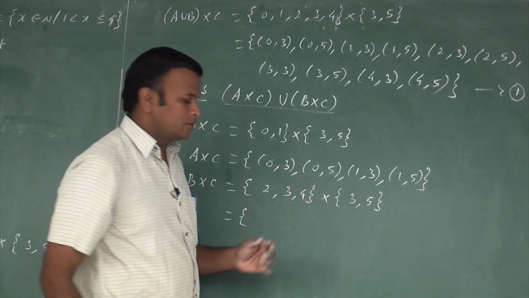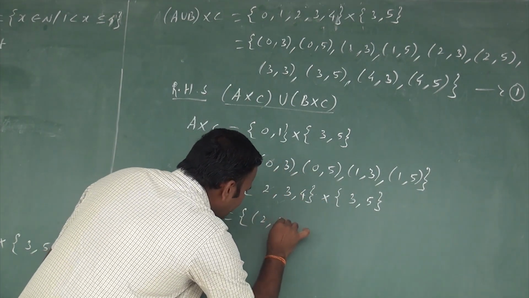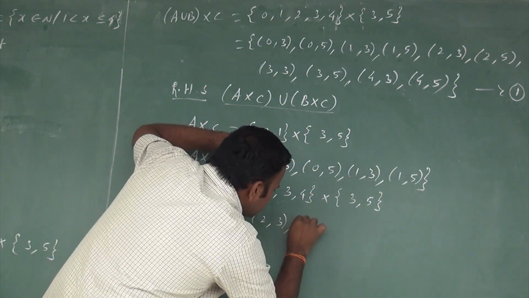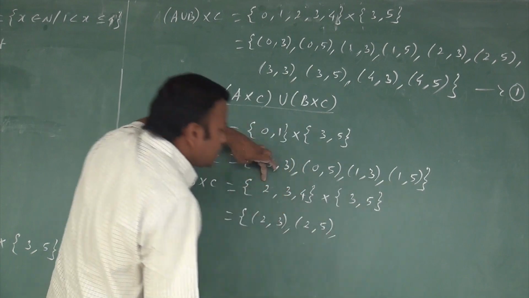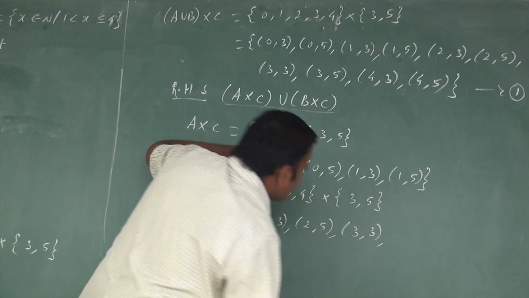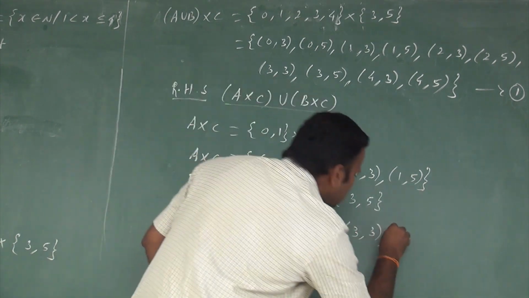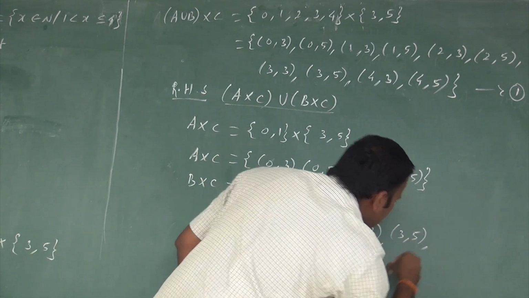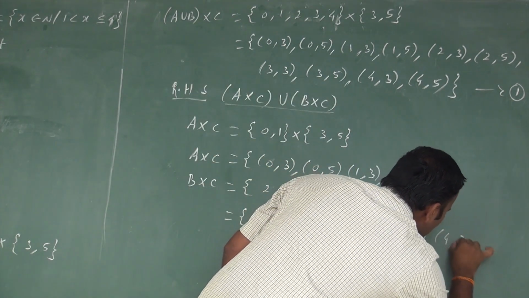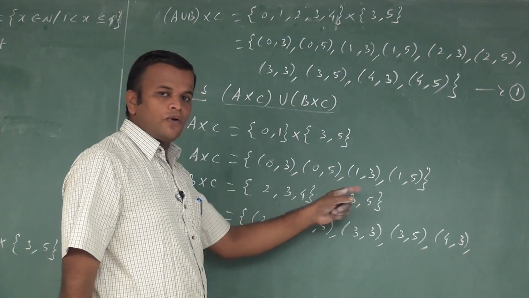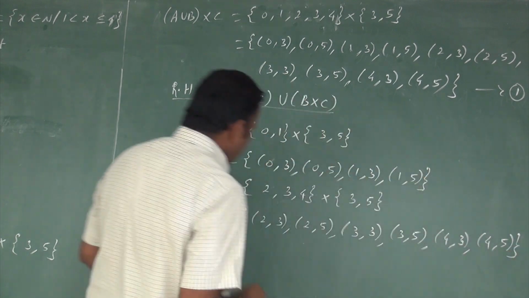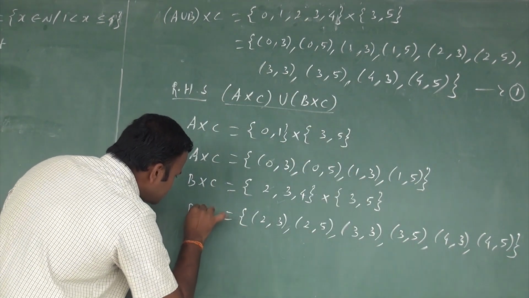So we write one by one. 2 comma 3. The next one, 2 comma 5. Okay, we move to 3 comma 3. Then 3 comma 5. Next one, 4 comma 3. Last one, 4 comma 5. So this is the value of B cross C.